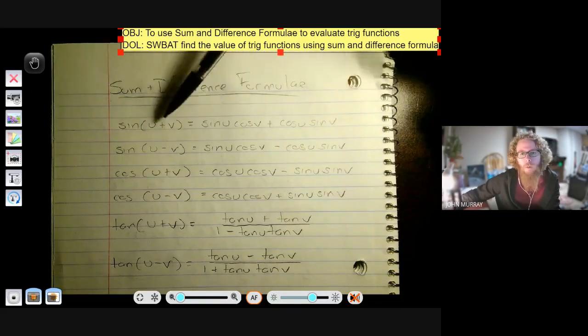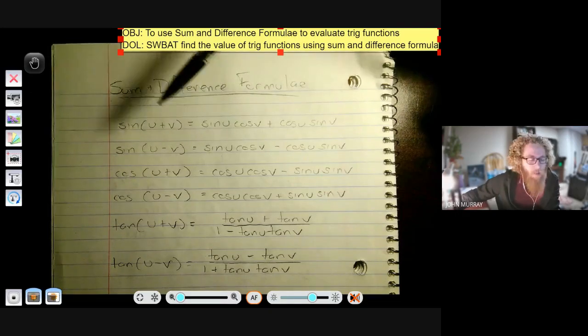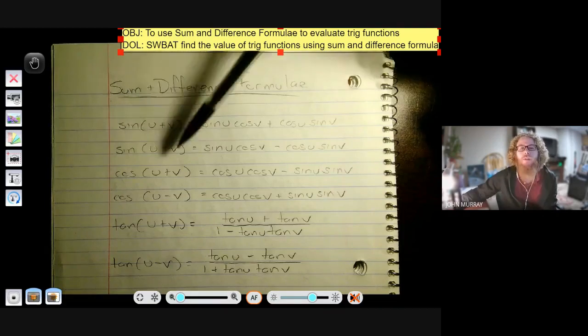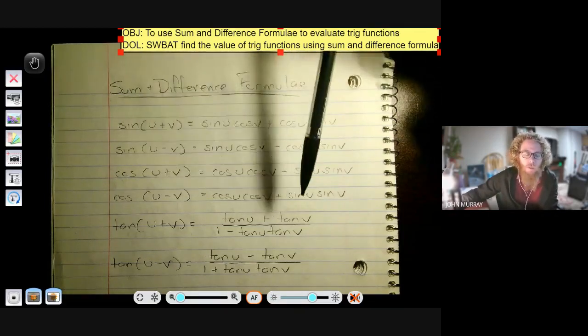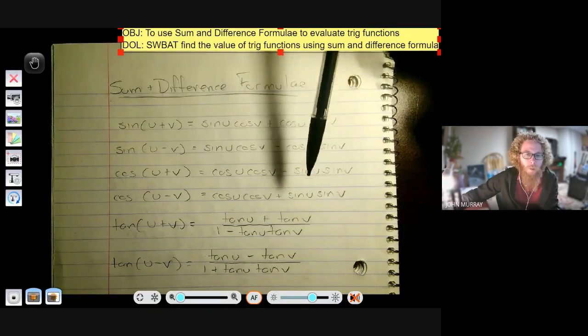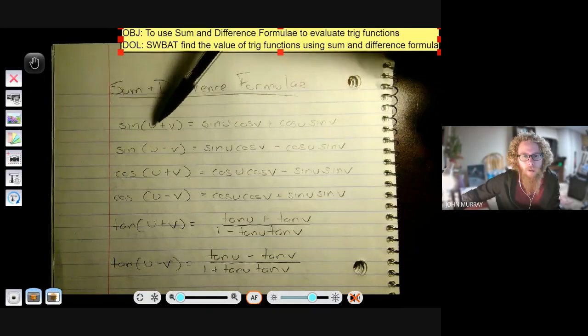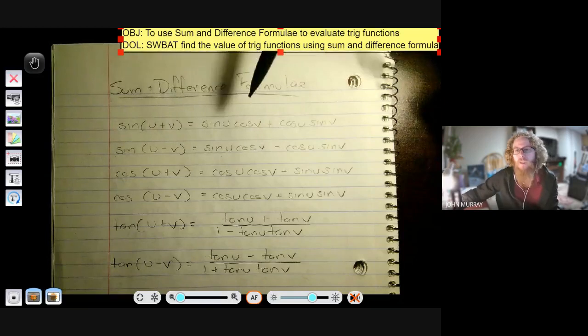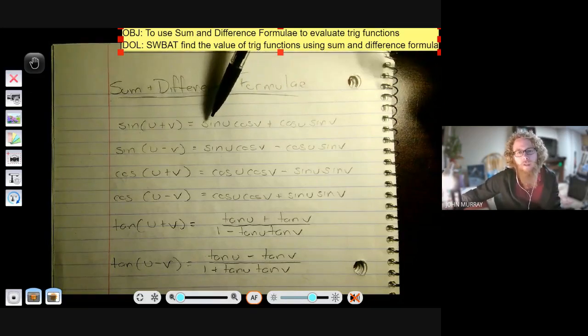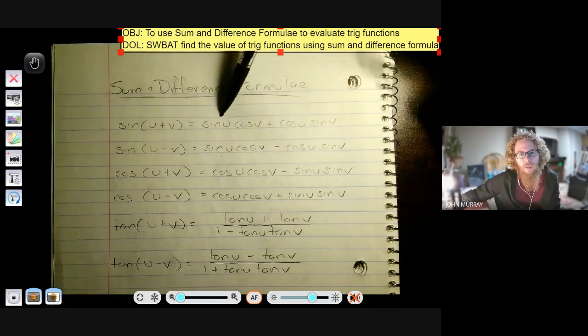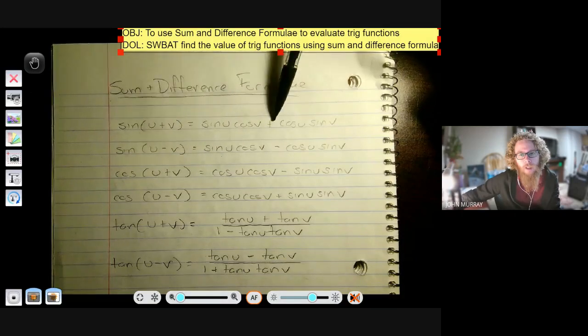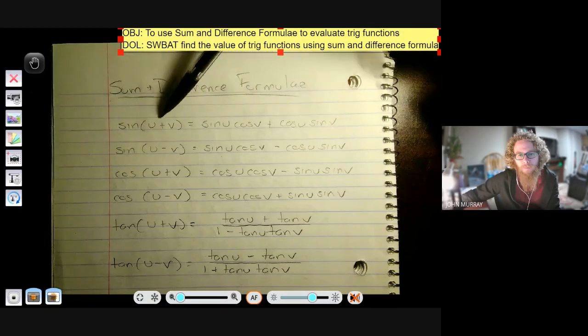So for sine, when we add, it might be a little confusing on how we use it here, but once we start jumping into examples, hopefully it becomes a little more clear. If I am adding 2 angles and I take the sine of that angle, it is the same thing as the sine of the first times the cosine of the second plus the cosine of the first times the sine of the second. So notice how they swap there.